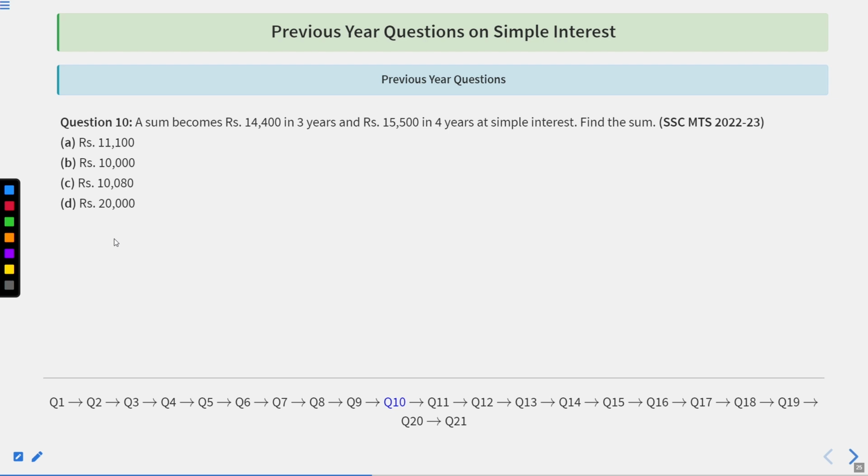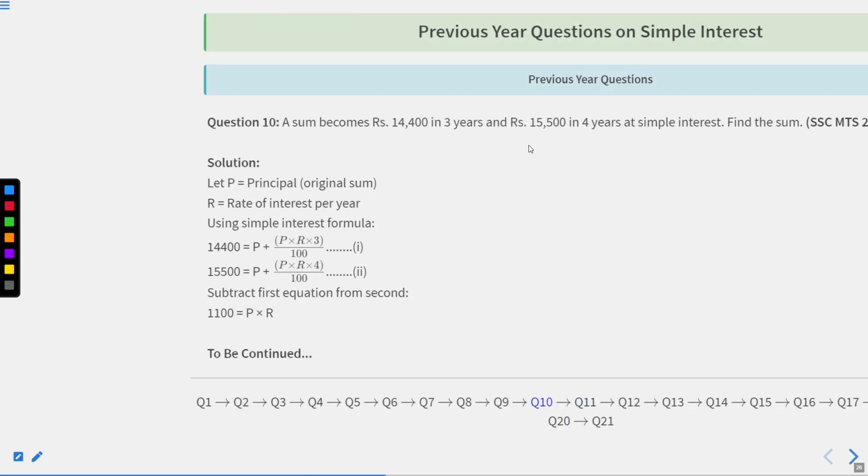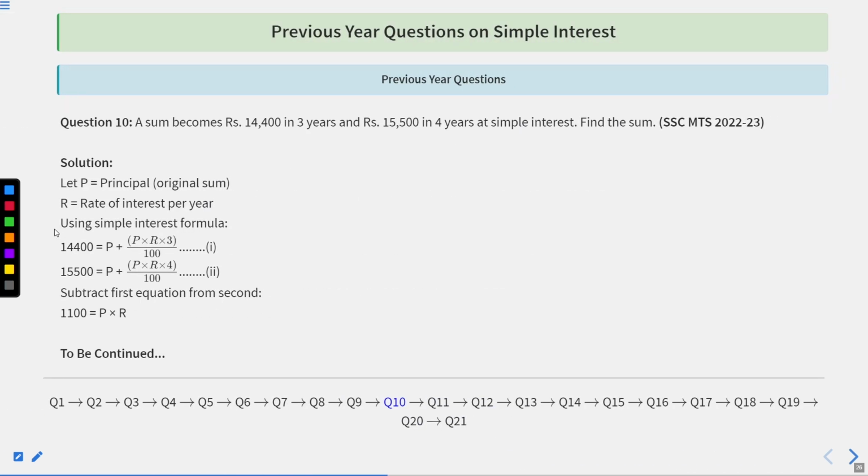Question number 10. A sum becomes rupees 14,400 in 3 years and 15,500 in 4 years at simple interest. Find the sum. So let us have a look at the solution. Let P be the principal, the original sum, and R the rate of interest per year. So using the formula, simple interest equal to principal into rate into time upon 100.